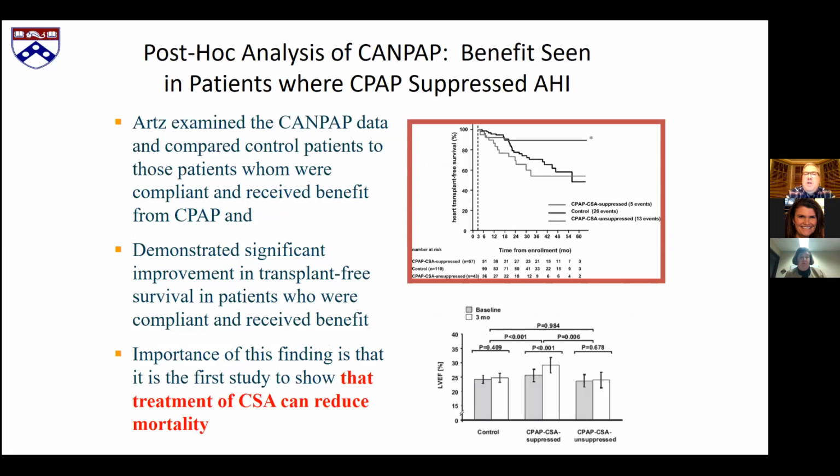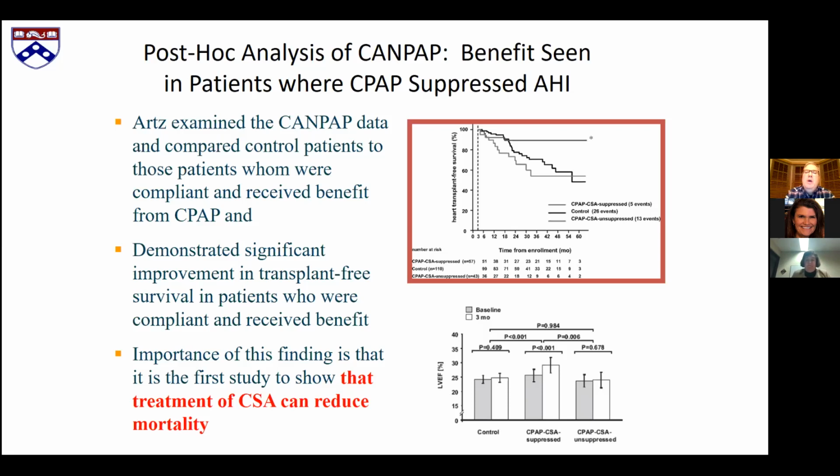Now, there was a post-hoc analysis of CANPAP, and what's interesting is that in the patients who actually tolerated the CPAP and wore it regularly and really suppressed their apnea-hypopnea index, what they found is that there was a significant improvement in transplant-free survival in patients who were compliant and then received benefit. What was interesting is that at least the conclusion here was that the treatment of CSA may be able to reduce mortality, which was really the holy grail for the heart failure docs and cardiologists that were interested in this area.